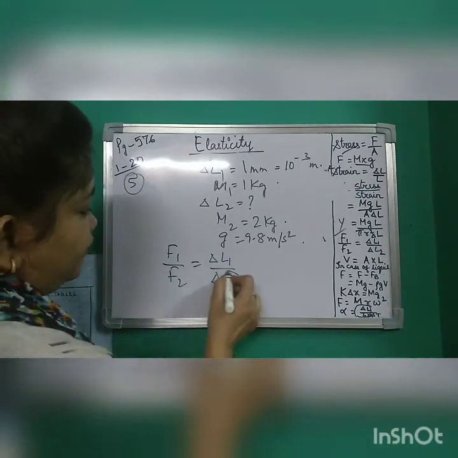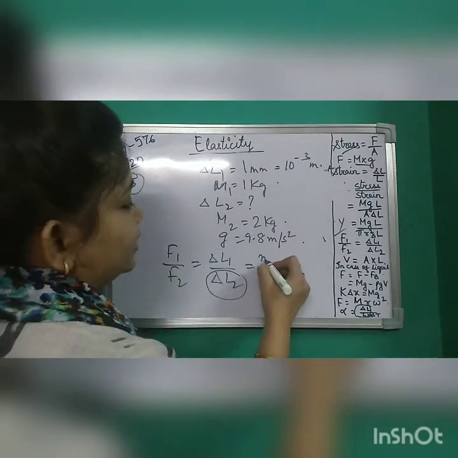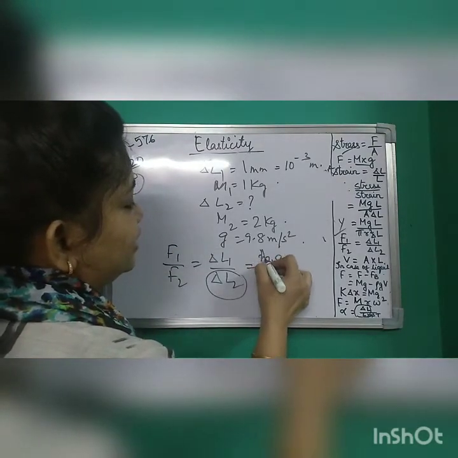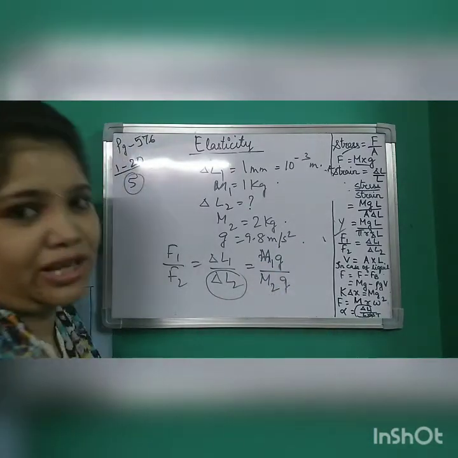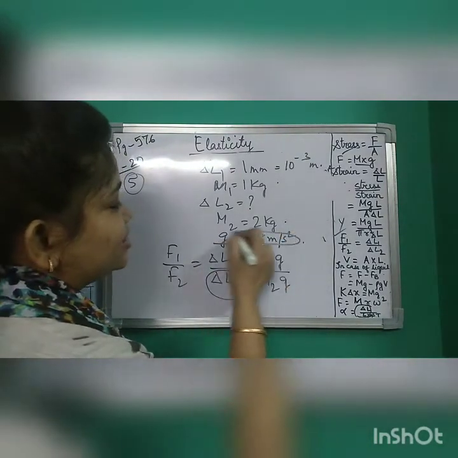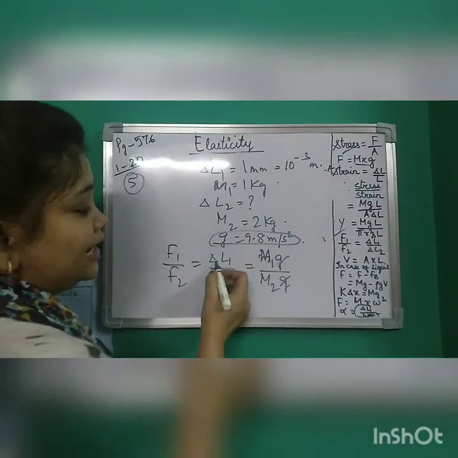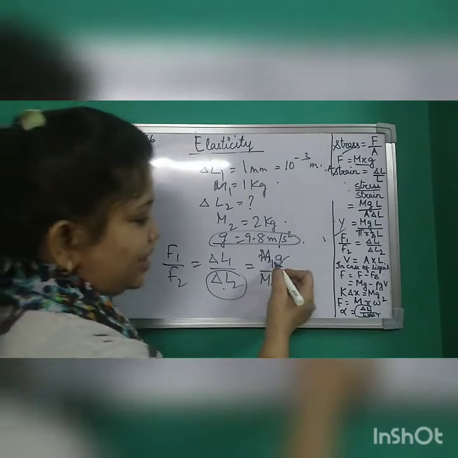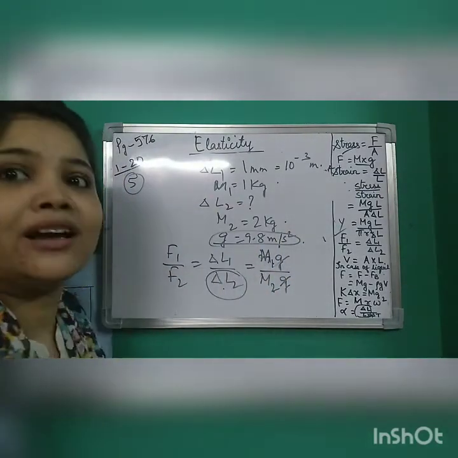Okay, what you have to find out? You have to find out delta L2. Now, what is F1 equal to? It is nothing but M1 into G, let me write it as capital because I am using capital always, and F2 is M2 G. So here you see you are not requiring this G value because G gets cancelled. So what is the equation becoming? Delta L1 by delta L2 is equal to M1 by M2. Put the value, solve, you will easily get delta L2.